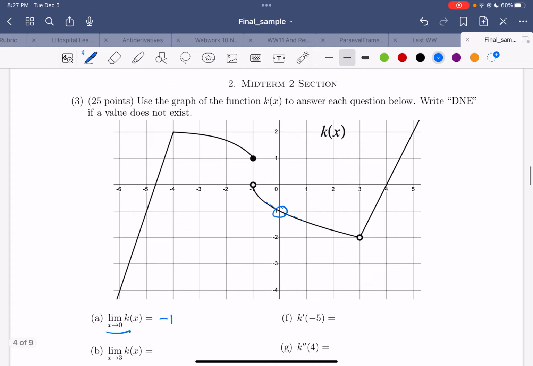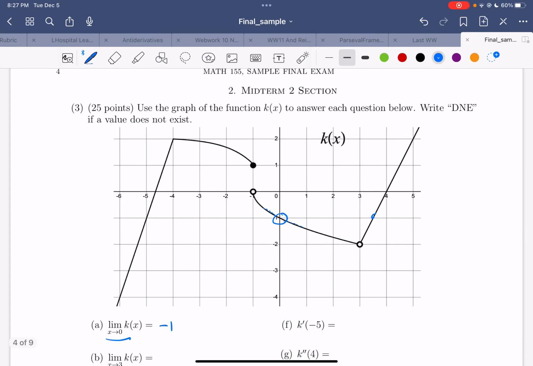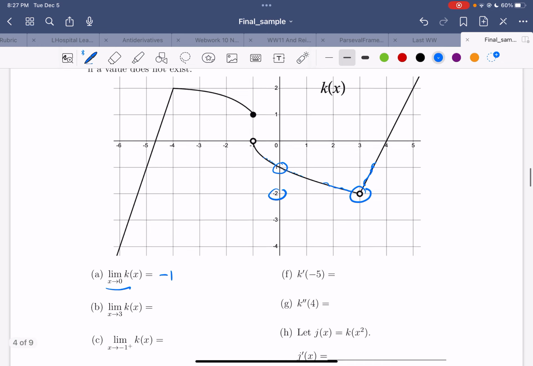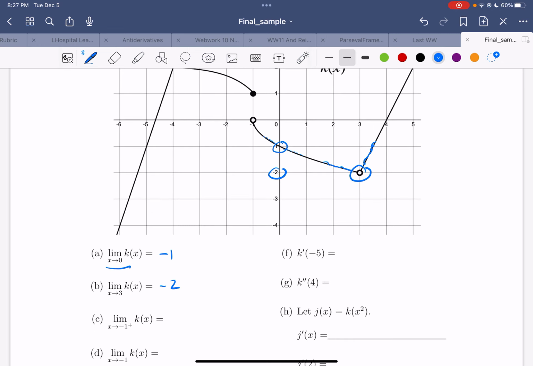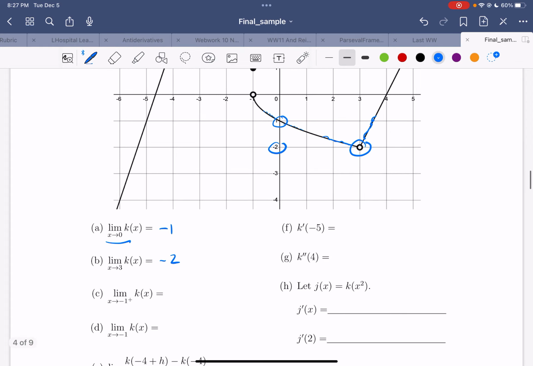Same kind of thing here. If x gets closer and closer to 3, and I live on this graph, my prediction is that I touch -2. Predictions don't mean they actually come true. It's just what it looks like is going to happen.